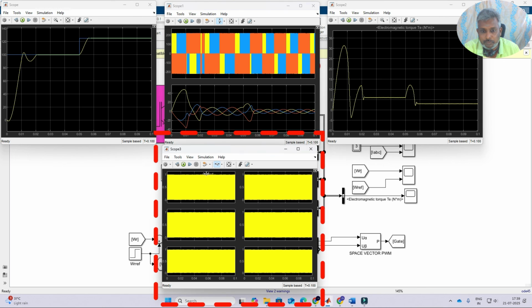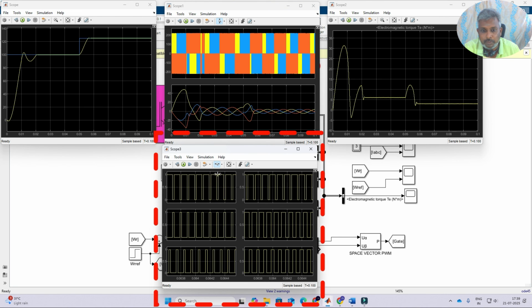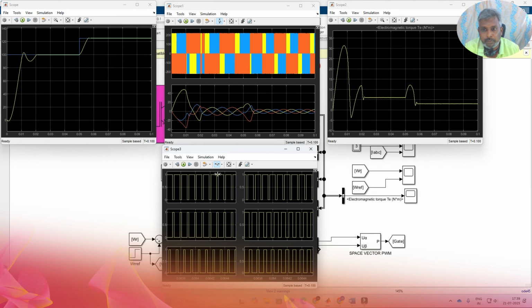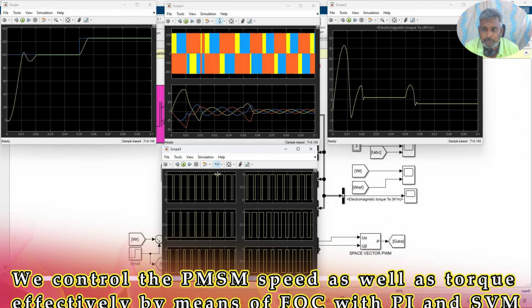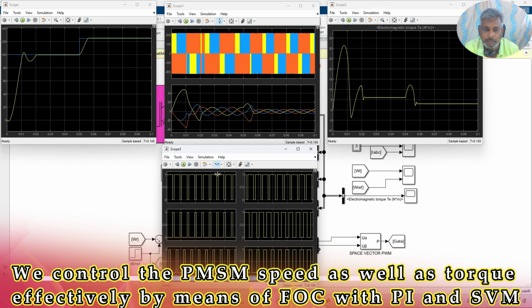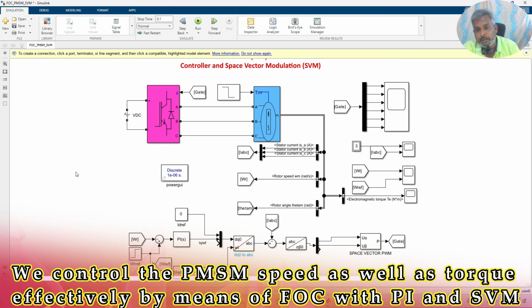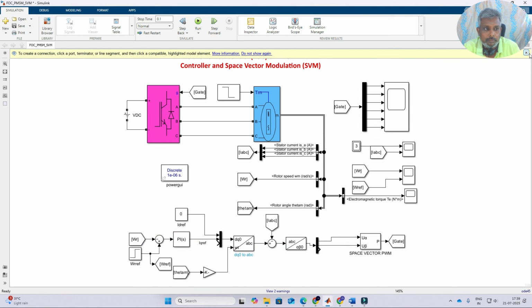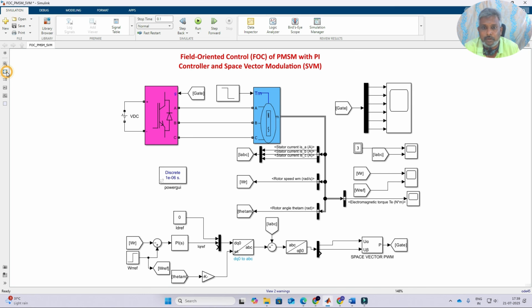And this is the switching pulse from the space vector modulation. Here you will see that we control the PMSM speed effectively and the torque is also controlled effectively, according to the FOC, PI controller and space vector modulation. So this is the working of field oriented control of PMSM with the PI controller and space vector modulation.